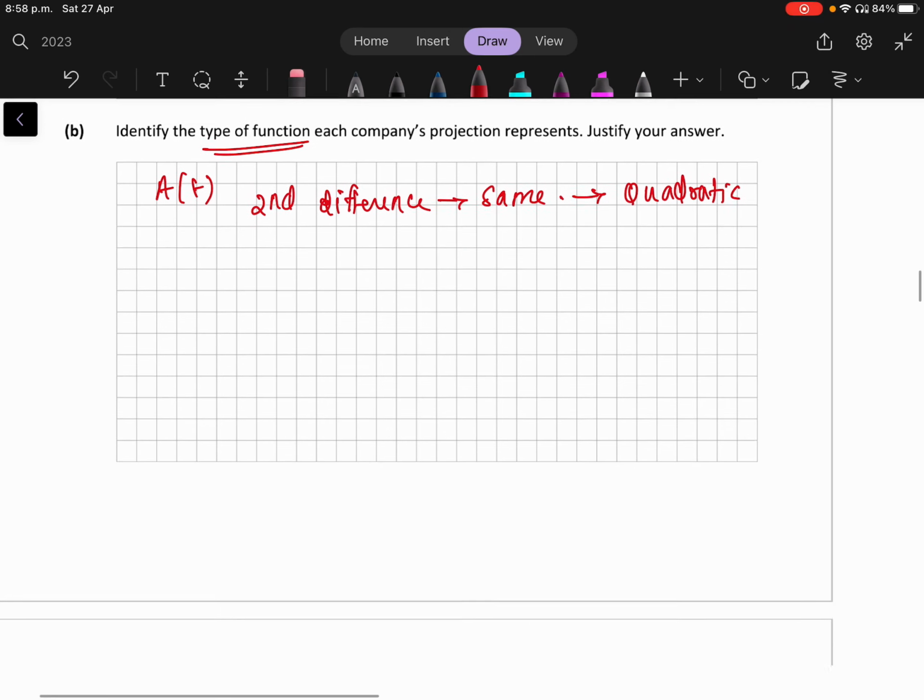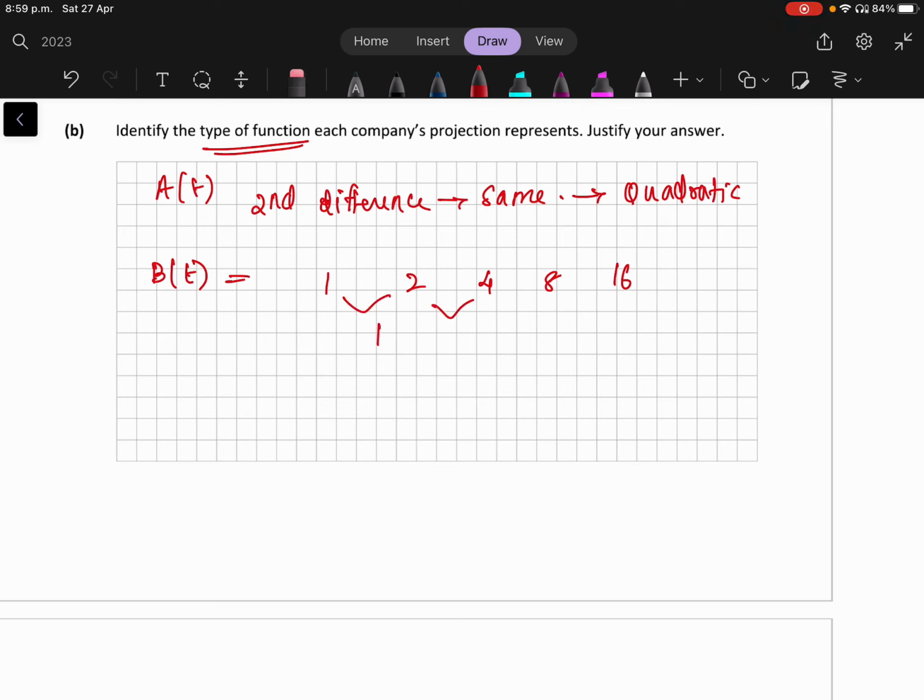Okay, now let's take the case of B of t, which we haven't discussed in the class. B of t is 1, 2, 4, 8, and 16. When you find the first difference, you will get 1, 2, 4, and 8. And then you find the second difference, so you will get 1 here, 2 here, 4 here. So this is the first difference and this is the second difference. We don't have the first difference the same, and we don't have the second difference the same.